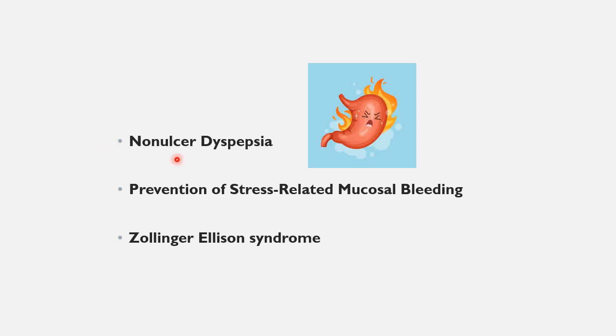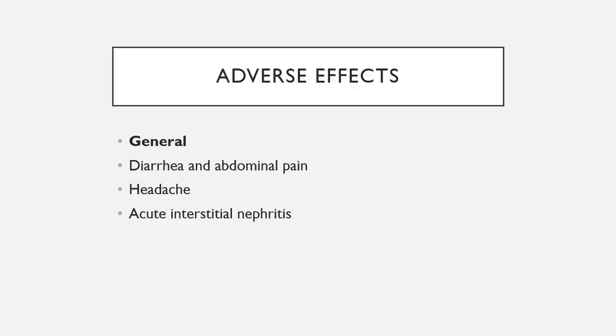Then they can be given in case of non-ulcer dyspepsia, for the prevention of stress-related mucosal bleeding, and Zollinger-Ellison syndrome. Zollinger-Ellison syndrome is a gastrin-producing tumor in which there is hypersecretion of HCl. Now the adverse effects. These drugs are usually very safe and adverse effects occur very infrequently, like diarrhea, abdominal pain, headache, acute interstitial nephritis.